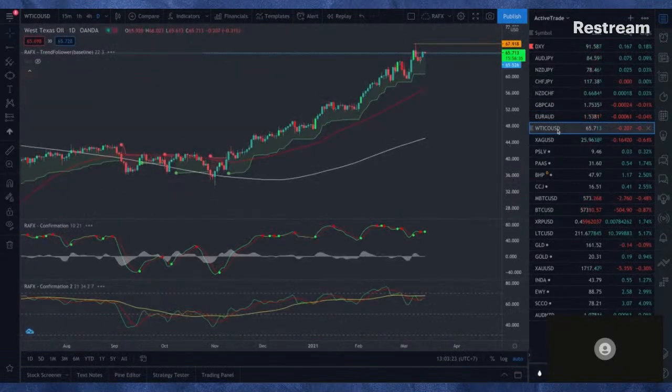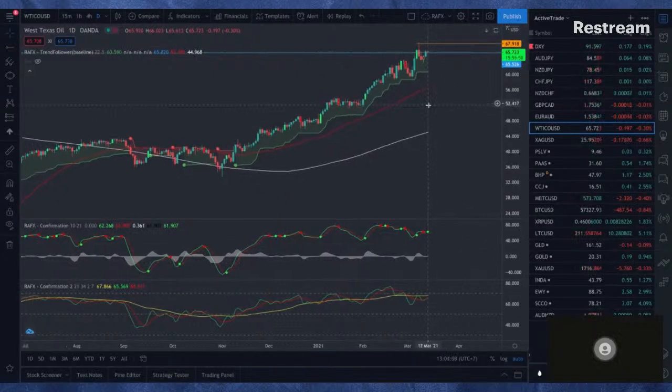So next is the gold. So gold, I already exited my position on oil because it seems to me that it's very heavy moving to this level, and as you can see, the confirmation 2 is also heading to this upper limit, which is the overbought session.